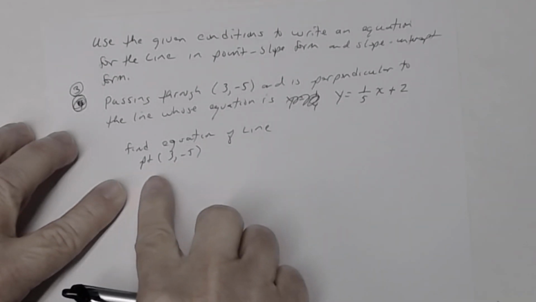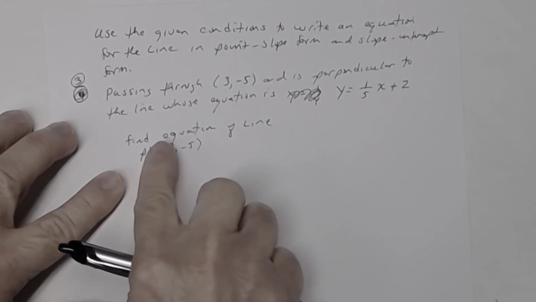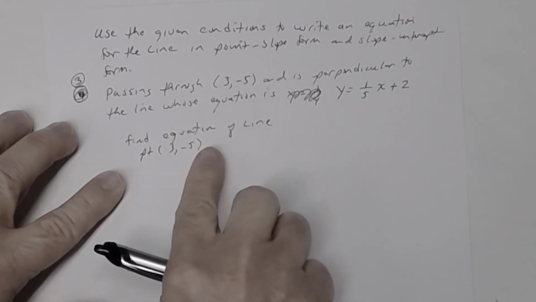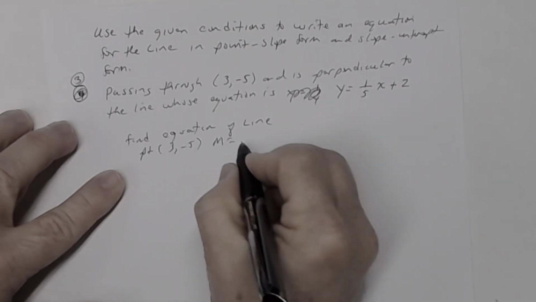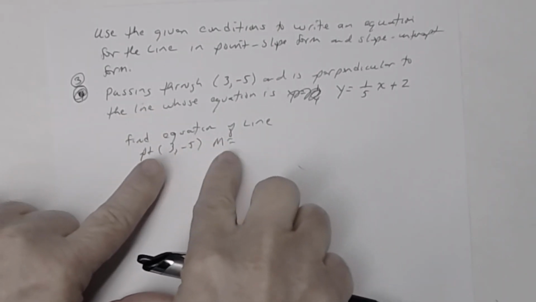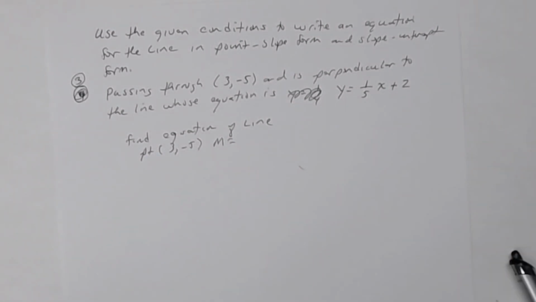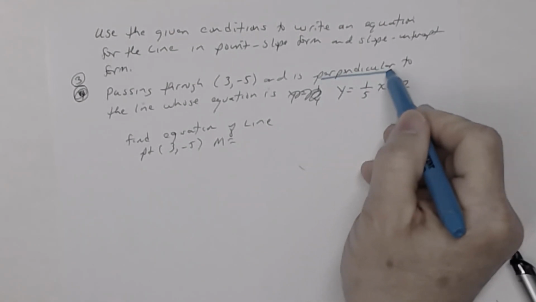Okay, but remember, to find the equation of the line here, you need to know two things: a point on that line, which I do, and the slope of that line. All right, well, you're told that this line right here that you're interested in is perpendicular to this line, right? So it's perpendicular to this line.